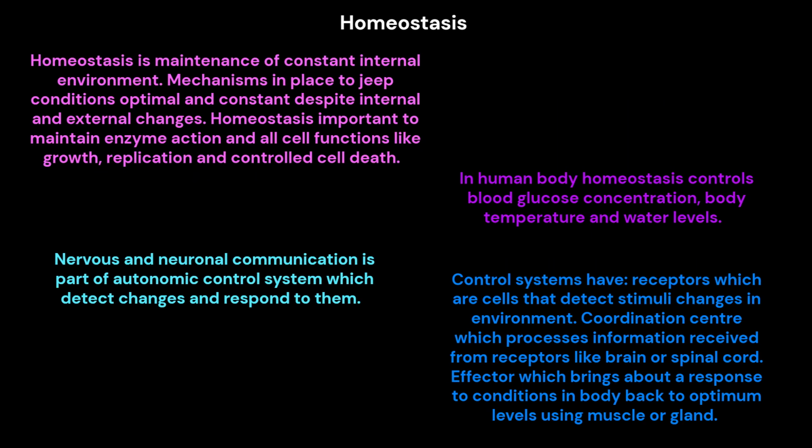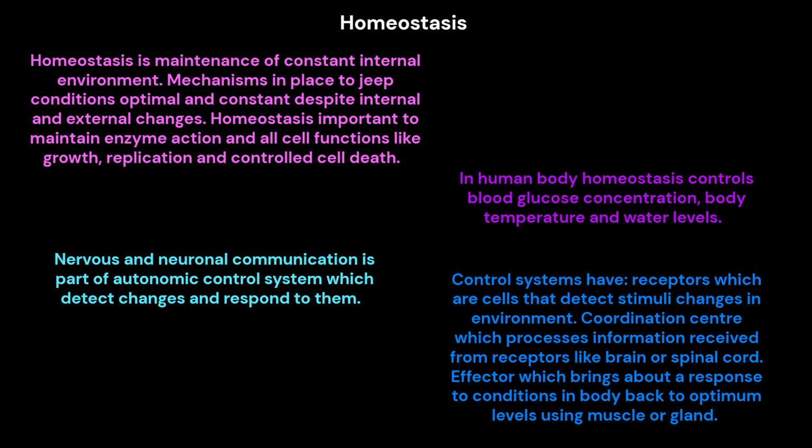Homeostasis. Homeostasis is the maintenance of a constant internal environment. Mechanisms are in place to keep conditions optimal and constant despite internal and external changes. Homeostasis is important to maintain enzyme action and all cell functions like growth, replication, and controlled cell death. In the human body, homeostasis controls blood glucose concentration, body temperature, and water levels.